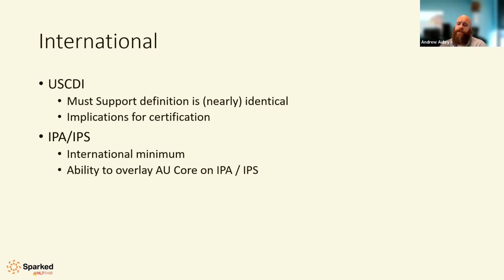The other portion is looking at IPA and IPS. Those are important for AU Core to play nicely with. It is an international minimum. So theoretically it should have even less must support than us and should be the bare minimum of what's needed to do patient access or patient summary exchanges. And we should make sure that we don't conflict our supported elements with those IGs. So making sure that any conformance to AU Core does not preclude IPA or IPS conformance due to must support.